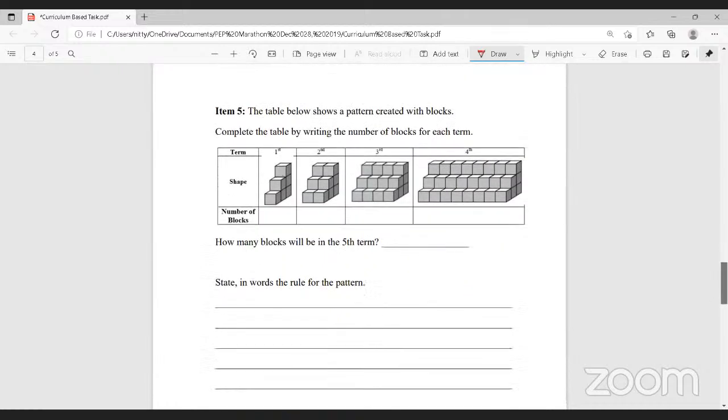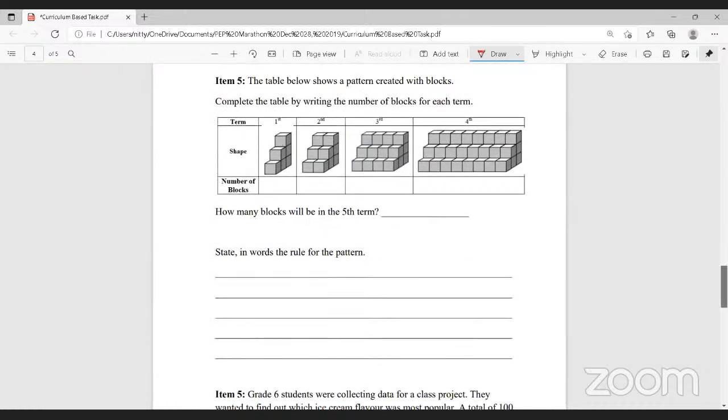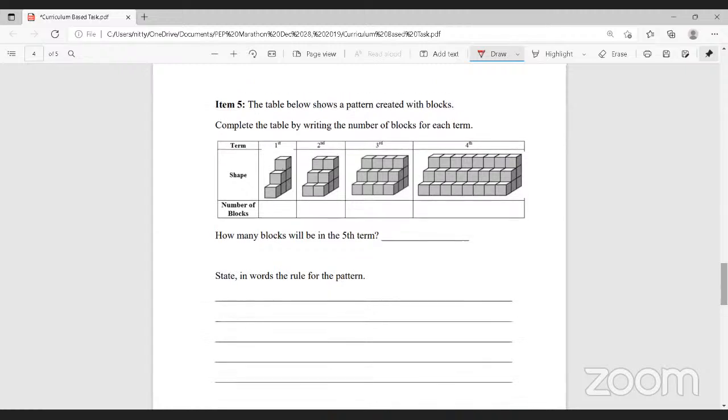All right, very well. Now let us go to item number 5. You're doing really good so far. Let's go to item number 5. So number 5 says the table below shows a pattern created with blocks. So you see, no matter what, we are always going to run back into pattern. Now we're going to complete the table by writing the number of blocks for each term. And here I want your help to help me with this one here. So we're going to complete the table by writing the number of blocks for each term.